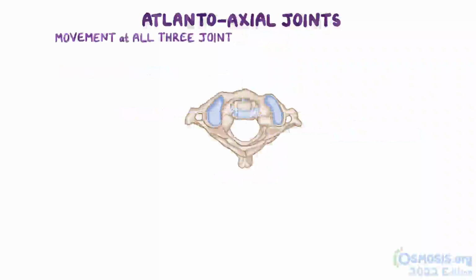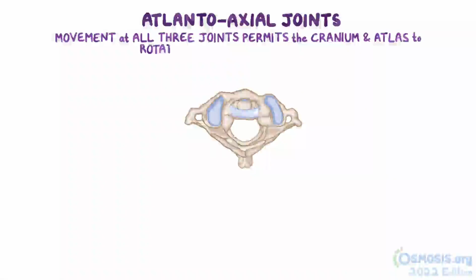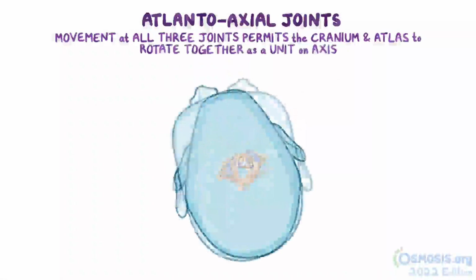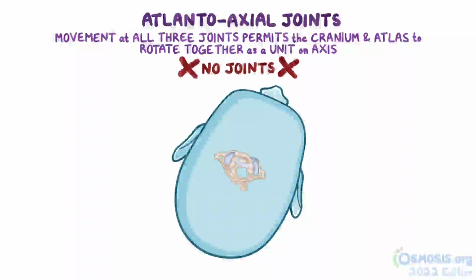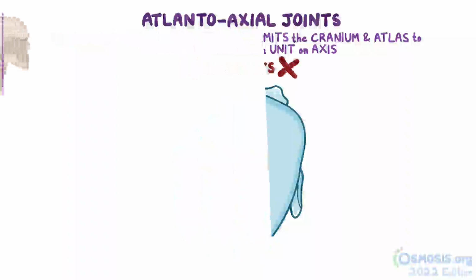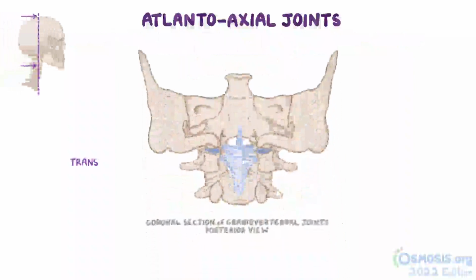Movement at all three joints permits the cranium and atlas to rotate together as a unit on axis, moving the head side to side, known as the no movement. To help us remember and distinguish these joints from the atlanto-occipital joints, we can think of the atlanto-axial joints as the no joints.